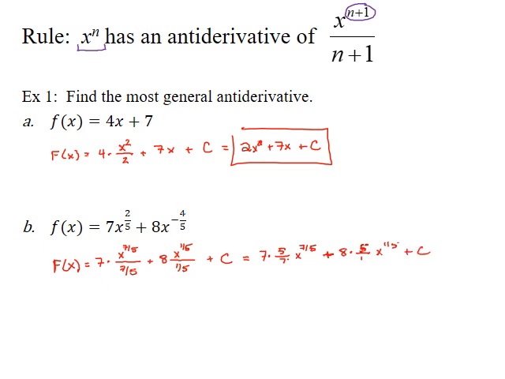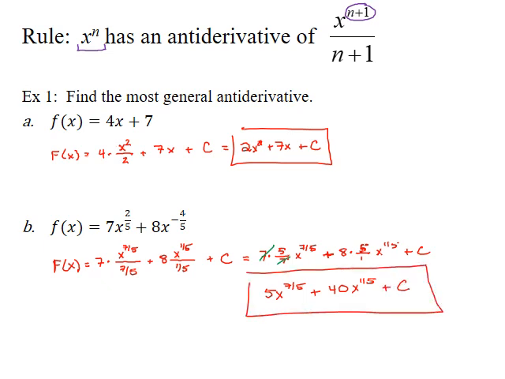Very nicely on the first one, your 7s just cancel, and you're left with 5x to the 7/5 plus 8 times 5 is 40, x to the 1/5 plus c. That is your antiderivative. So the big thing here is add 1 to the power and then divide by whatever your new power is.